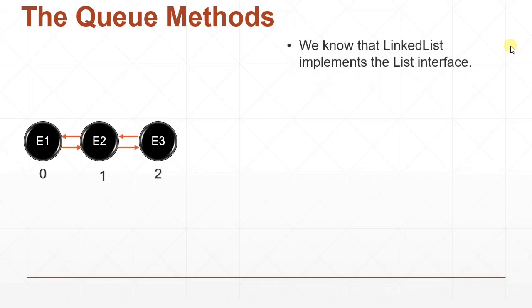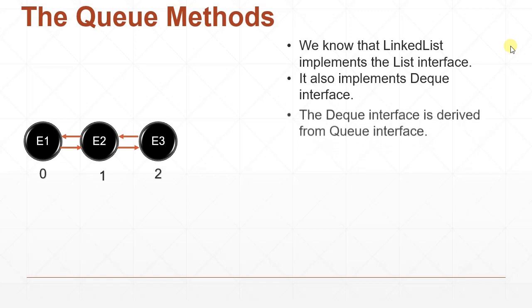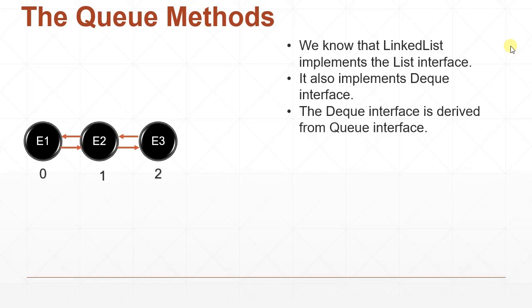We know that linked list implements a list interface. It also implements the deque interface, or some people call it a deck. The deque interface is derived from the queue interface. So this is how we can operate a linked list as a queue. That means we use the queue interface and call its methods. So when we call its methods, the linked list will act as a queue.